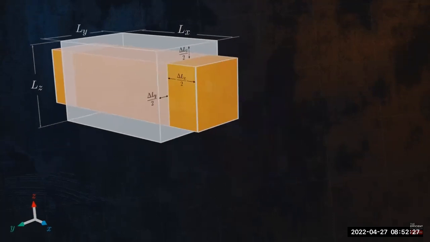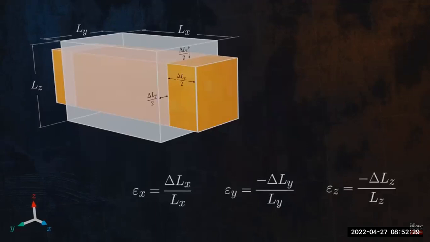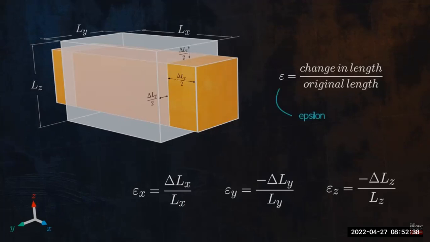Next, we can write out the strains in all 3 directions. As a quick reminder, strain is a measure of deformation and is defined as the change in length divided by the original length. It is denoted using the Greek letter epsilon and is usually expressed as a percentage.